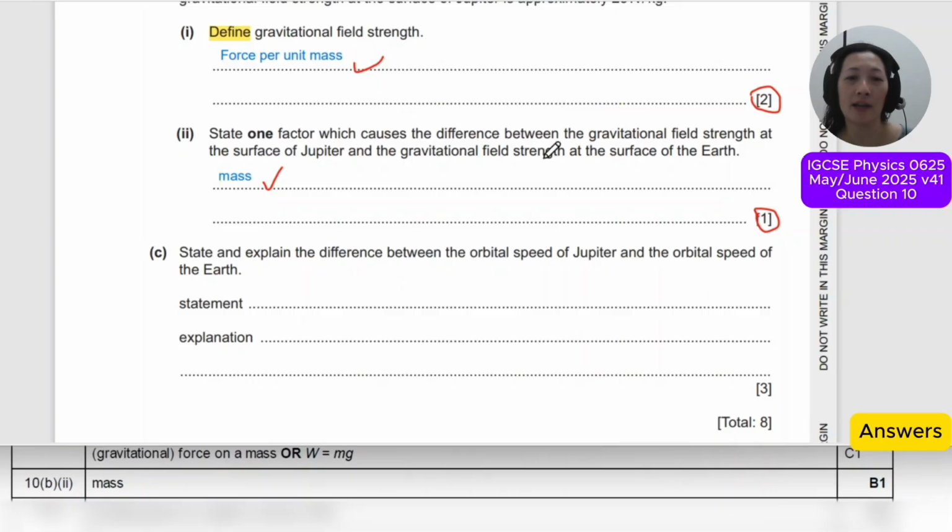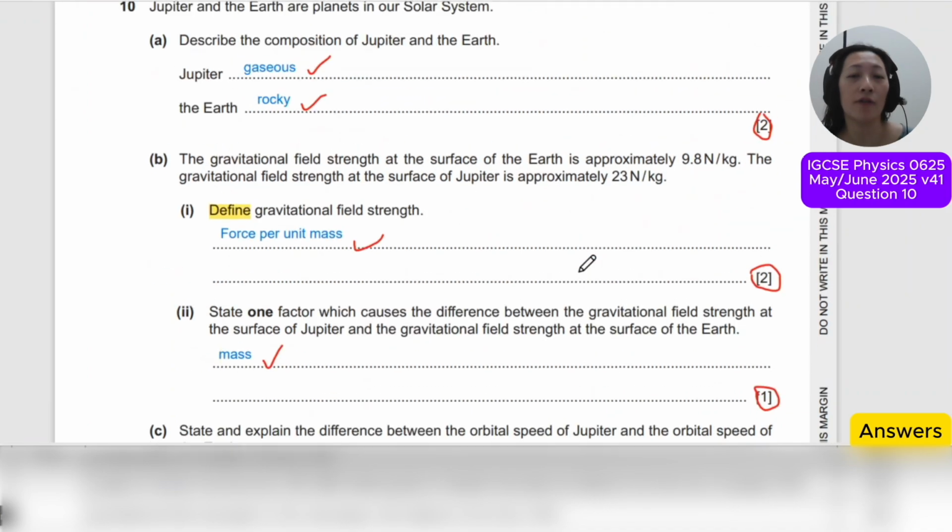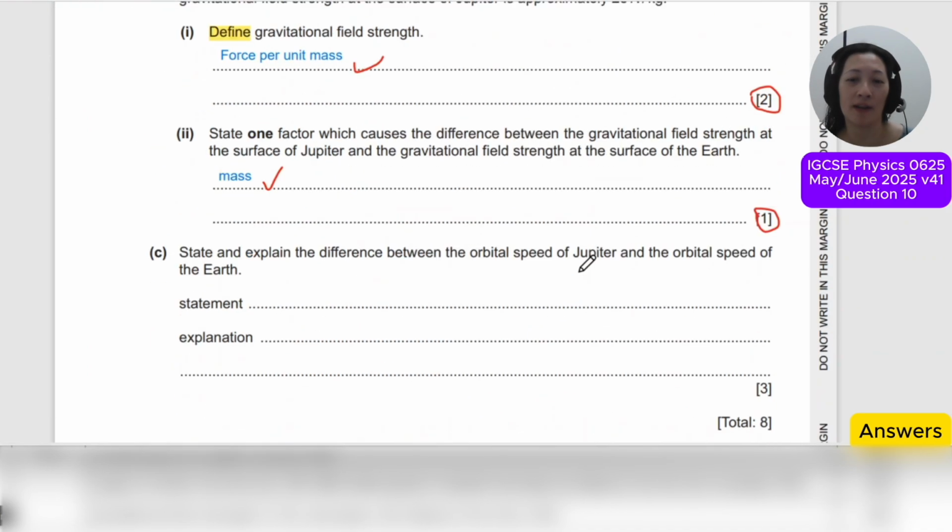If you review again the question, that's what they're asking for, the gravitational field strength at the surface of the respective planets. C. State and explain the difference between the orbital speed of Jupiter and the orbital speed of the Earth. So if you look at the question, it has not given you any values here, which means that you are expected to know what the difference is between the orbital speed of these two planets.